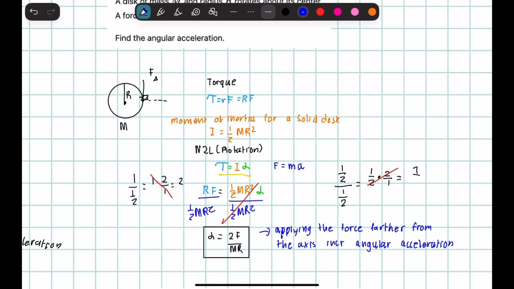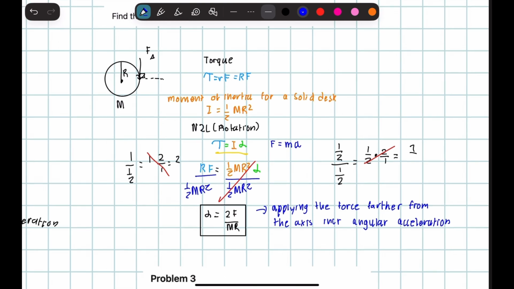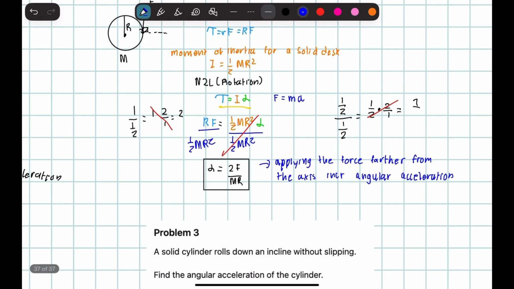So we know that torque, tau, is equal to r times the force. And we know that the moment of inertia for a solid disk is just I equals 1/2 mr squared. So then using Newton's second law of rotation, we know that tau is equal to I times the angular acceleration. So then we can replace the tau with the rF we have up here, and then the I with the 1/2 mr squared, and then carry down the alpha. Then we divide both sides by 1/2 mr squared, so that we can isolate alpha, and then we have alpha equal to 2F divided by mr.